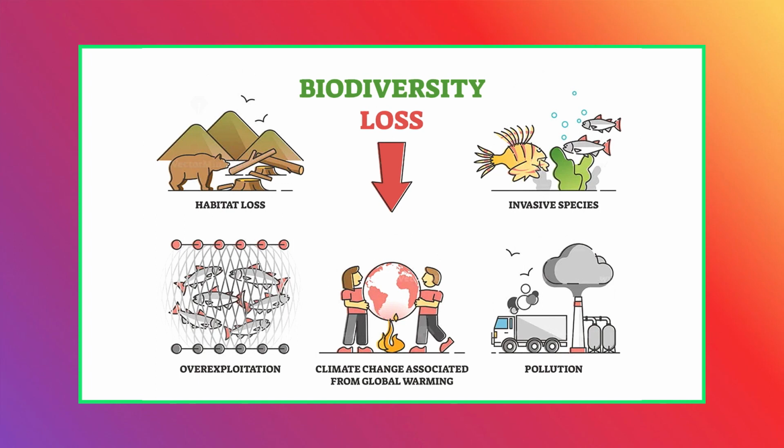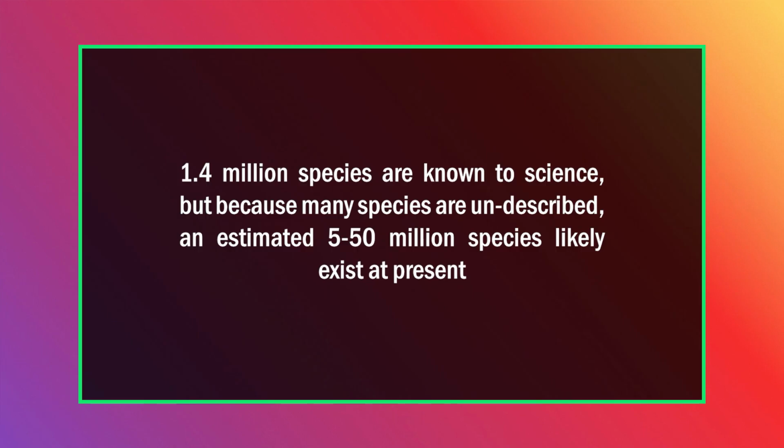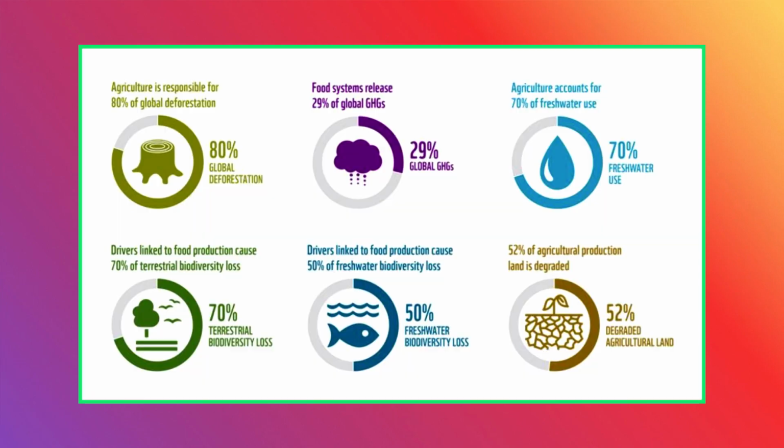Biodiversity refers to the number and variety of species, of ecosystems, and of the genetic variation contained within species. Roughly 1.4 million species are known to science, but because many species are undescribed, an estimated 5 to 50 million species likely exist at present.